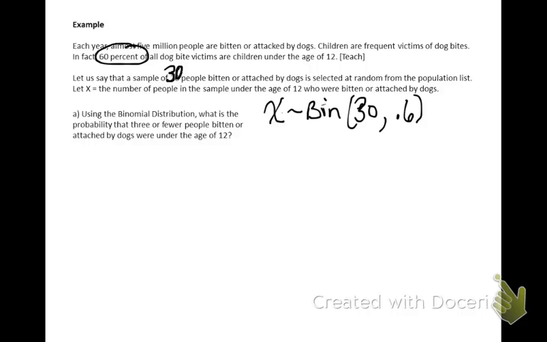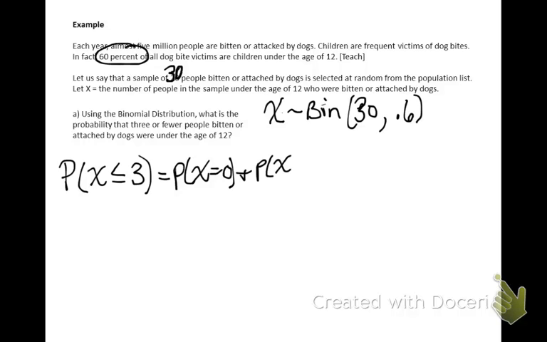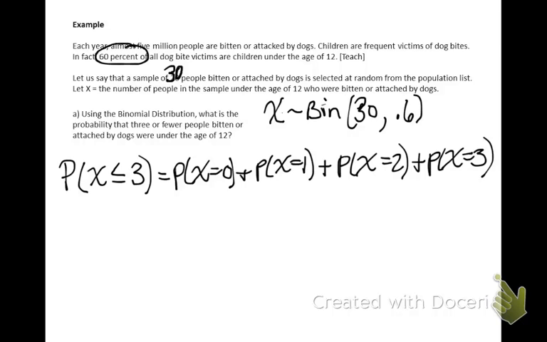Using the binomial distribution, so the true distribution of x, what is the probability that 3 or fewer people bitten or attacked by dogs were under the age of 12? We're looking for the probability that x is less than or equal to 3. This would equal the probability that 0 children were bitten or attacked by dogs, or that 1 child was attacked or bitten by dogs, or 2, or even 3 children were.